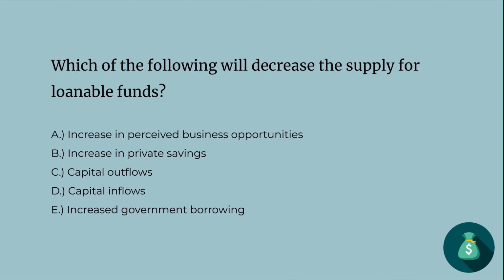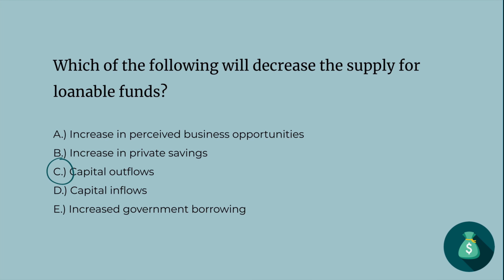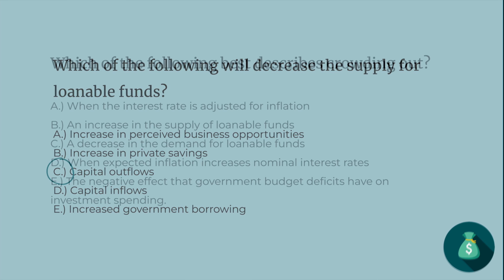Question 2. Which of the following will cause a decrease in the supply for loanable funds? The answer is C, because when money is flowing out of the country's economy, there is less funds available to loan, meaning the supply of loanable funds decreases.